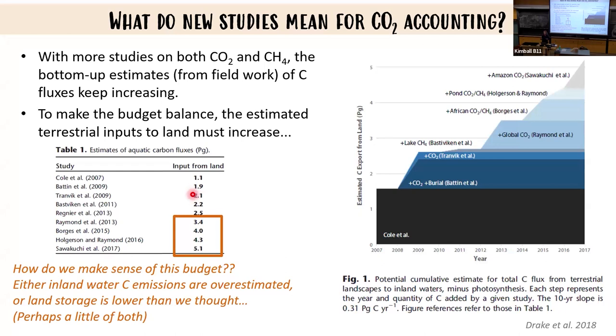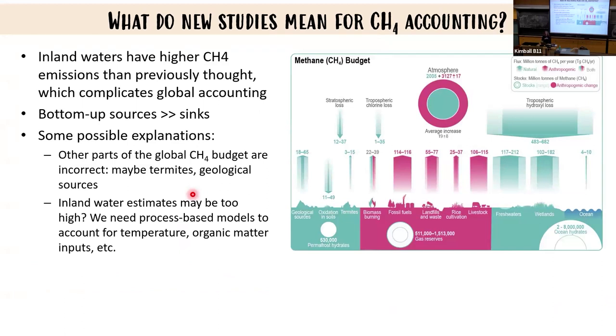So how do we make sense of this budget? Either our inland water carbon emissions are overestimated, it's way too high, or the land storage is lower than what we think, or perhaps it's a bit of both. Okay, so instead of clarifying the budget, these inland waters are actually complicating the budget a little bit. For methane accounting, these inland waters have higher methane emissions than we previously thought, so it's also complicating the budgets.